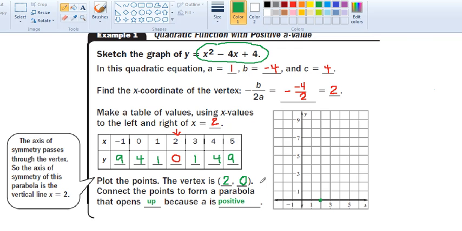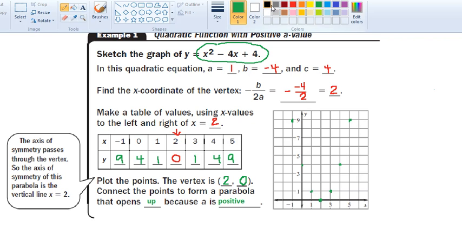We know we have 3, 1, so that's one of our points. We know we've got a 4, 4. We know we've got a 5, 9, so that's going to be way, way up here. And then we've got, let's go backwards here. We got a 1, 1 here. Let's put that right there. We've got a 0, 4. And then we've got a negative 1, positive 9.